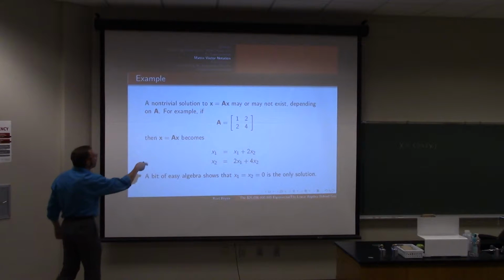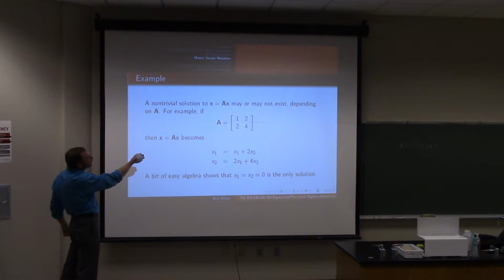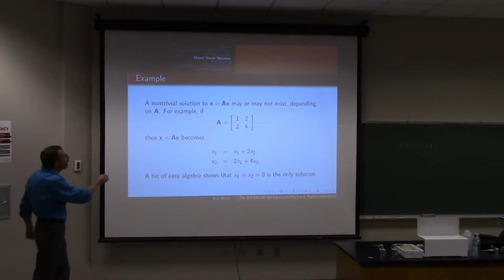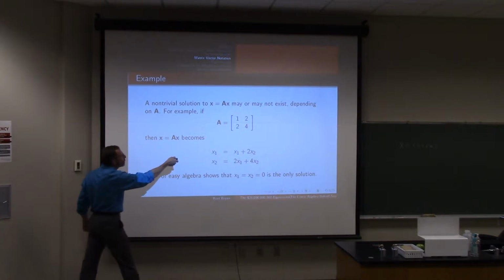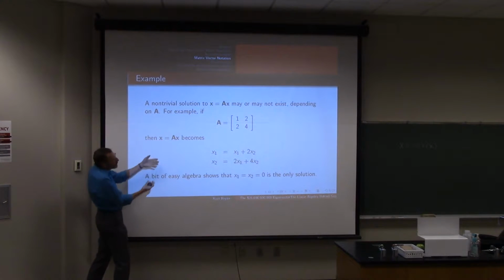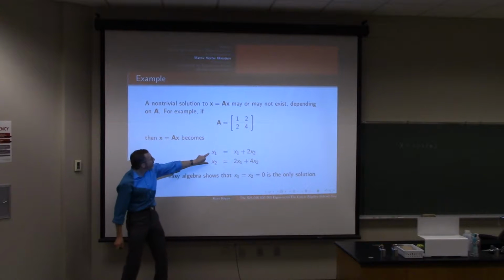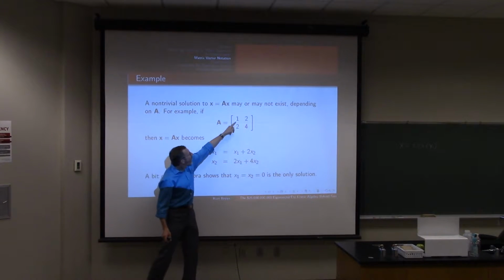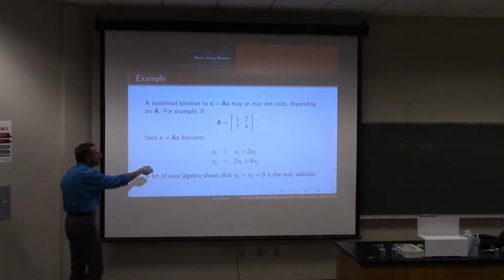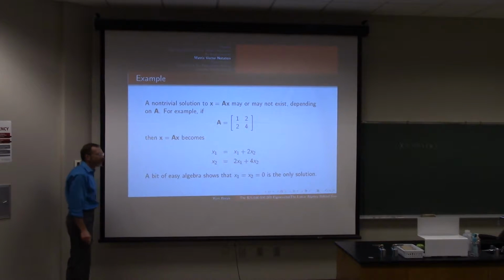Well, here's a little example that illustrates if you go looking for a solution to x equals Ax, there may or may not be an interesting solution to that. It depends on the matrix A. For example, if A is this matrix, 1, 2, 2, 4, the matrix-vector equation x equals Ax can be written out in more conventional terms as x1, x2 equals x1 plus 2x2, 2x1 plus 4x2. Those are two equations and two unknowns. If you want to solve those, you could instantly convince yourself that there are no interesting solutions.